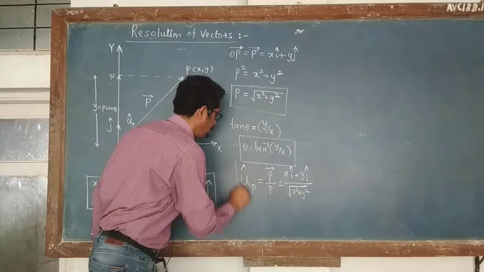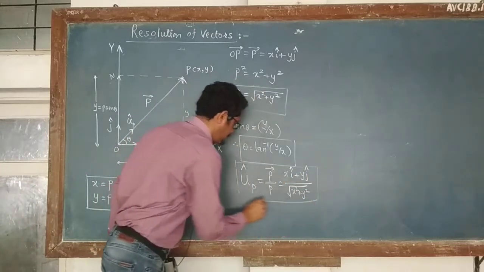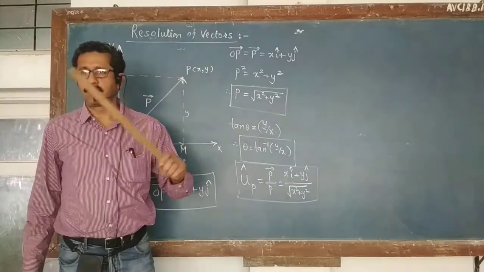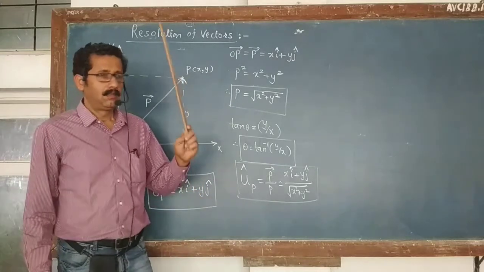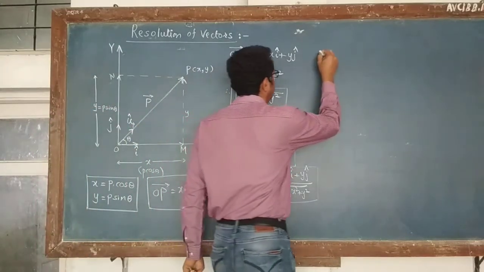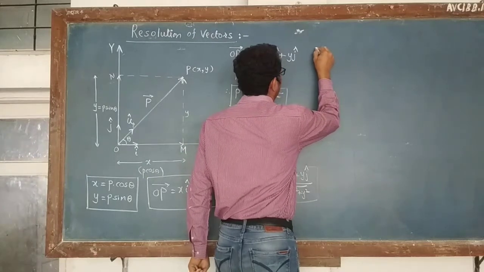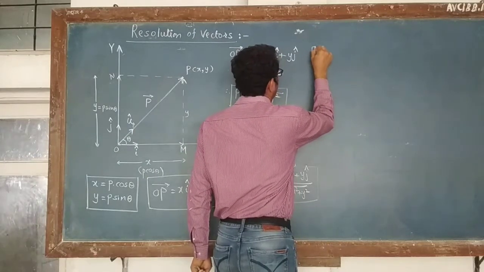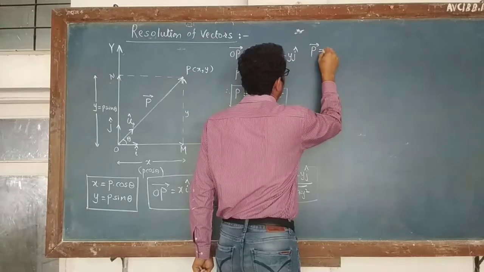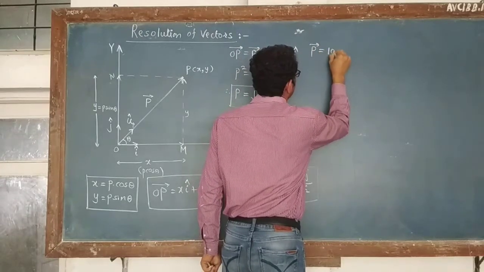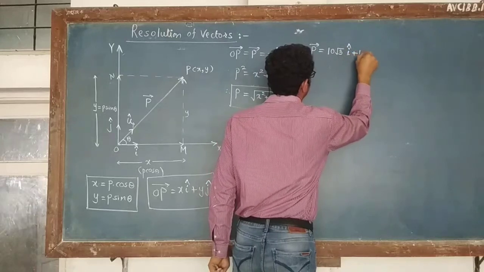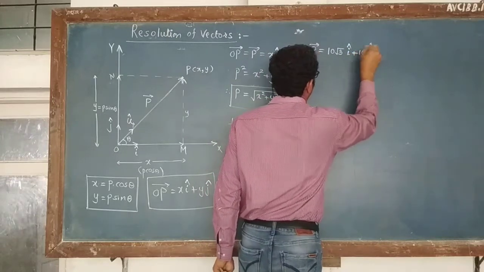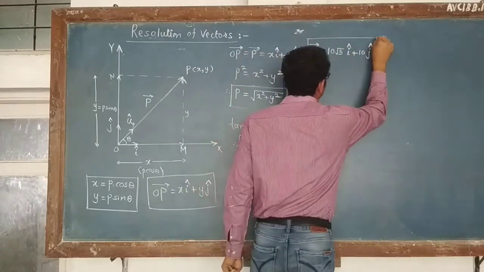So this will be the unit vector along that particular vector. Say for example, if I take one such case over here, such that a vector p is given by 10 root 3 i cap plus 10 j cap. This is the vector.